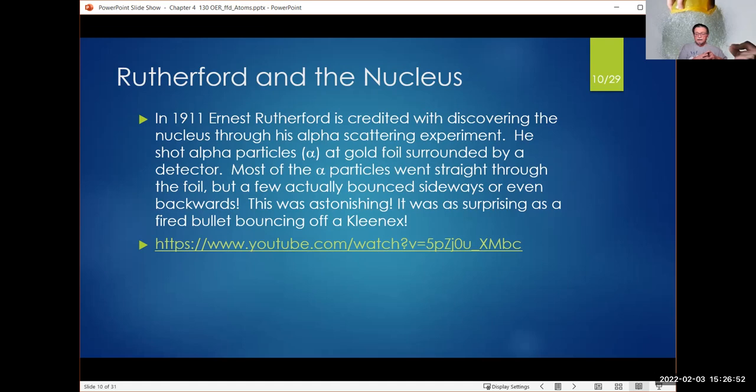But that's not what he found. He found that some of these particles were being ricocheted. It's like shooting pool. If you want to get that ball to the corner pocket, you've got to have the right angle and so forth. And that's what kind of shook up the plum pudding model. So let's listen to his video.